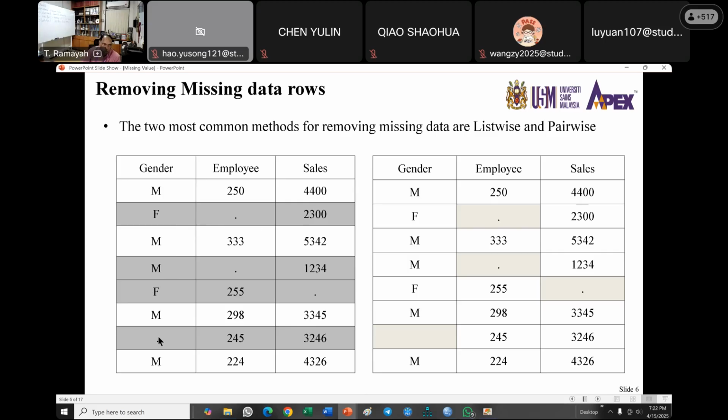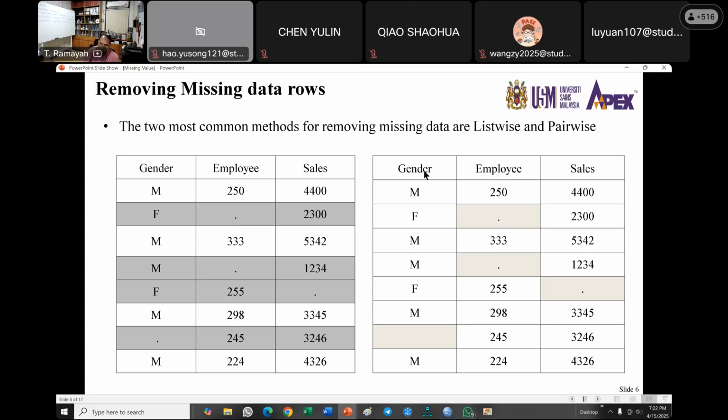And respondent number 7 did not answer the gender. So as long as any of these are missing, these 4 cases, we will delete them. That is called listwise. Listwise means any value missing from any question in your questionnaire, you will delete them. Whereas for pairwise, you are saying, okay, let's say we keep all this respondent information.